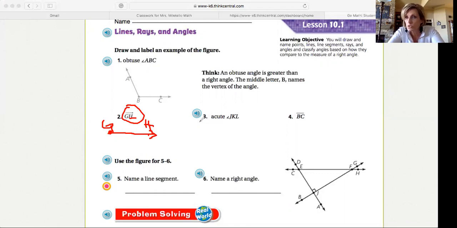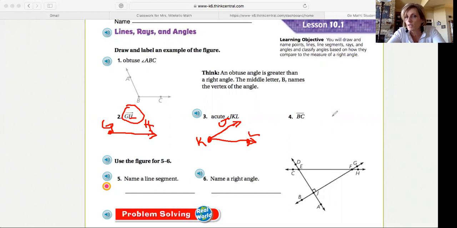An acute angle, JKL. So acute, we know, means it's a little cute angle. It's so cute and little. It's smaller than 90 degrees. So you can draw any 2 rays that meet together, and rays have to have arrows on the ends like I just talked about, and you might have point J up here. You have point K at the vertex because K is in the middle of the letters right here, JKL. That means K has to be the vertex, and then L is over here, okay?